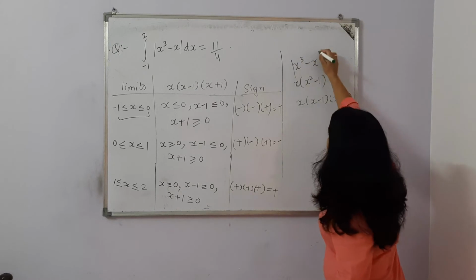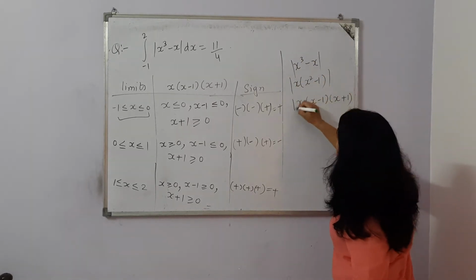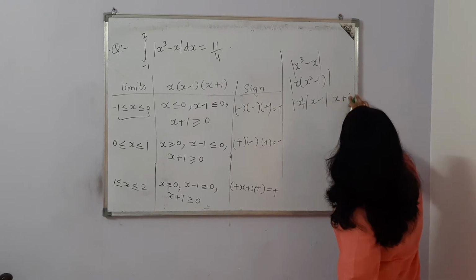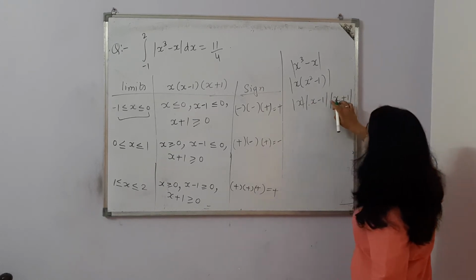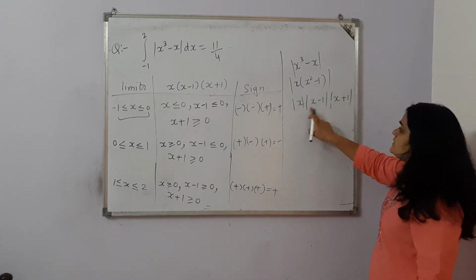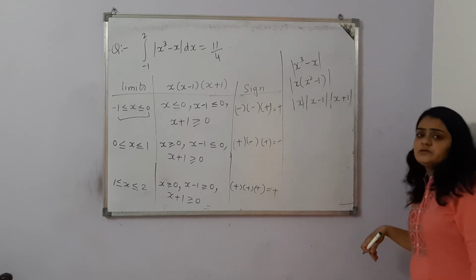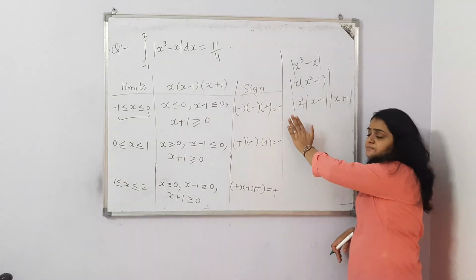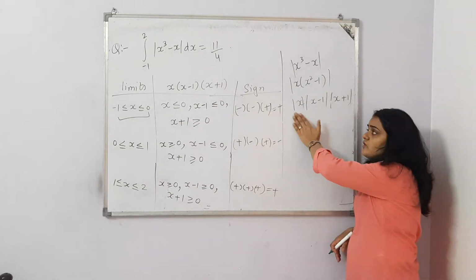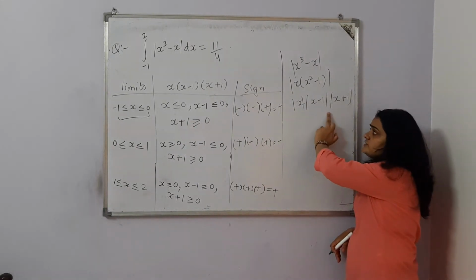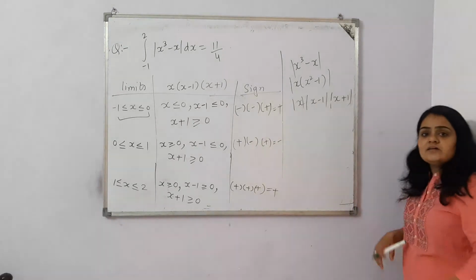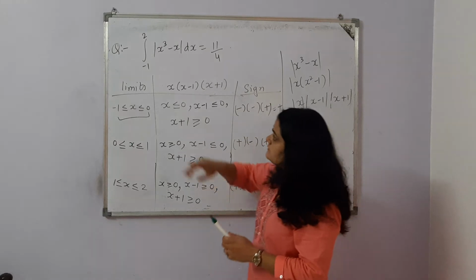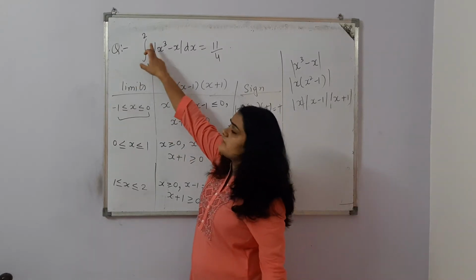So if the modulus is there, that means modulus x minus 1, modulus x plus 1. So I am having 3 factors: modulus x minus 1, modulus x plus 1. I need to apply the definition of all 3 functions. So what I did, I split the limits, because here the limit is minus 1 to 2.